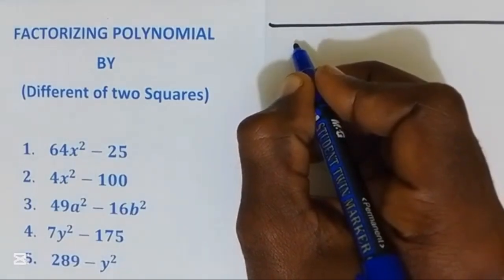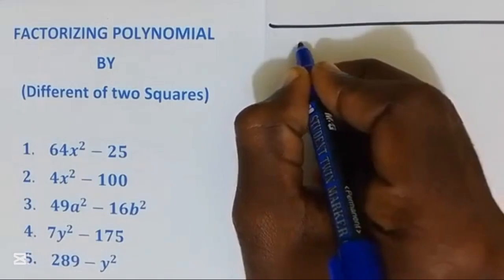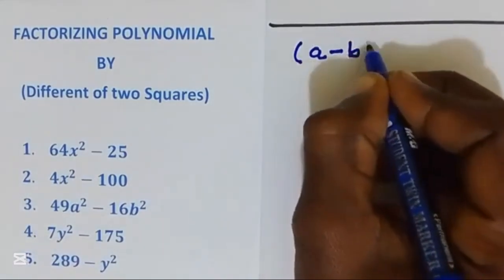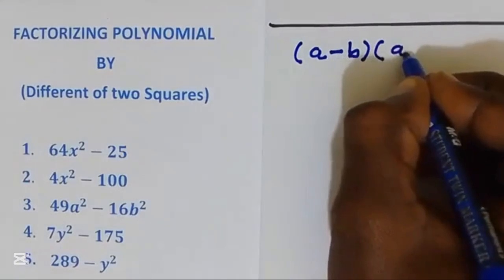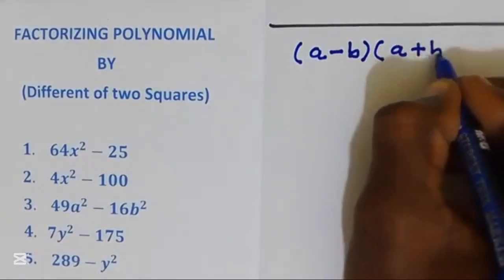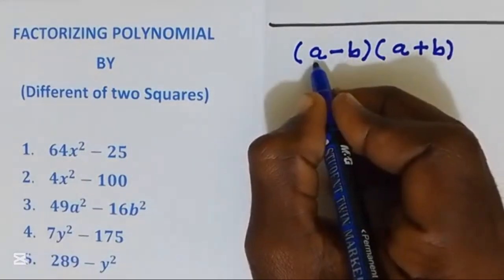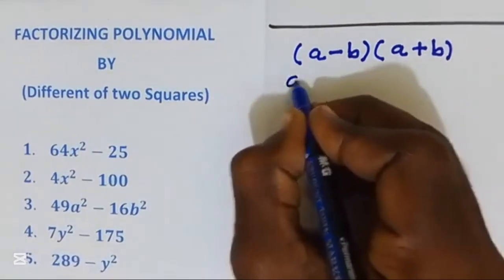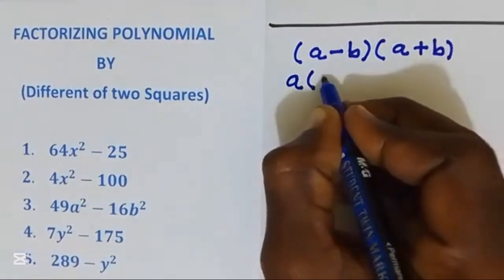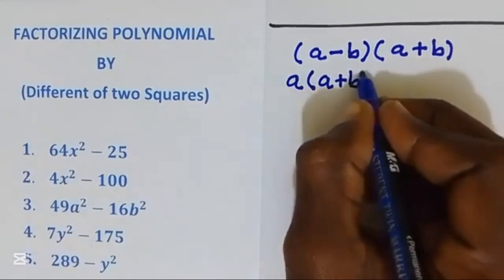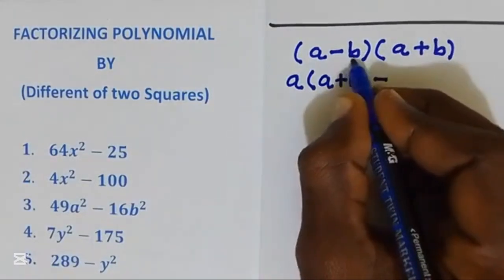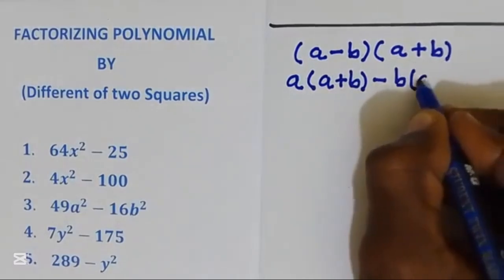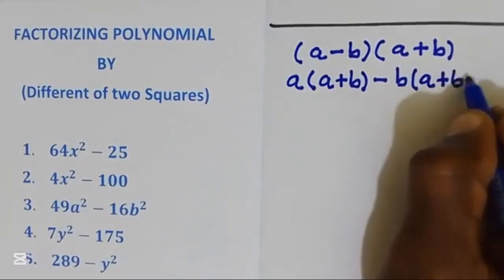Let us consider two factors, a minus b and a plus b. We are going to take a multiplied by all this factor, that is going to be a in the bracket a plus b, minus b multiplied by all this factor, that is a plus b.